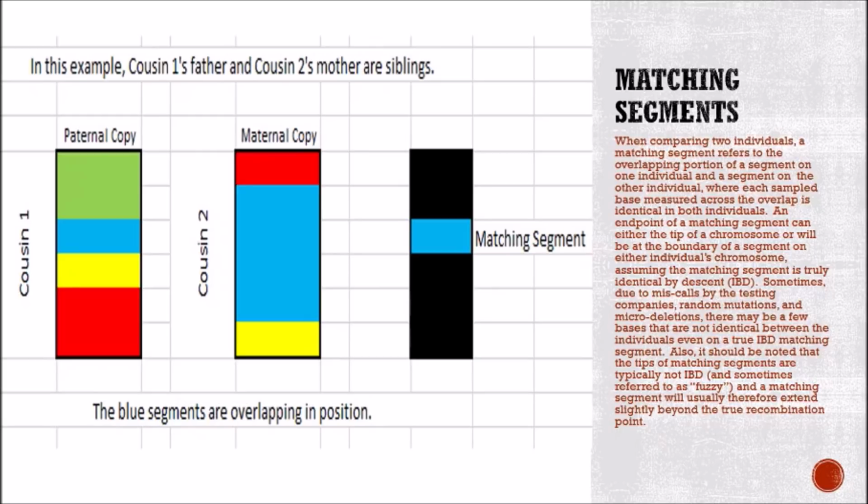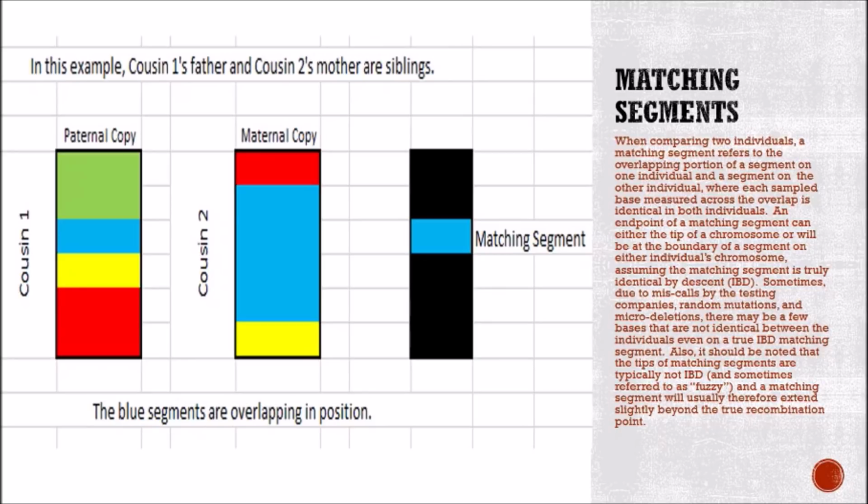So even though they have all of the same grandparents on this particular chromosome, they don't match on the whole chromosome because they inherited different parts, different traits, different genes from each of the grandparents, and there's only some overlap. And that overlap is called a matching segment.